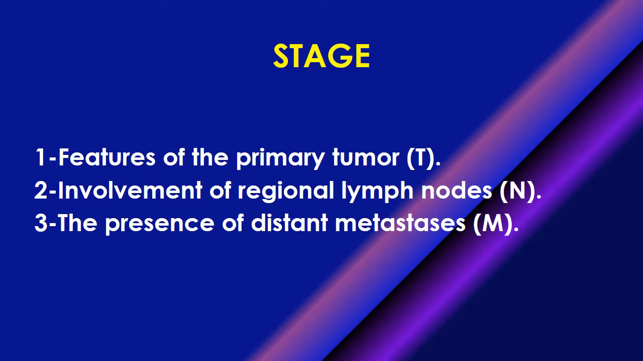Stage of a breast cancer. Tumor stage is a measure of the extent of a tumor at the time of diagnosis, and it is important for all biological types of carcinoma. It is based on number 1, primary tumor, number 2, regional lymph node, number 3, presence or absence of distant metastasis. So the stage of the breast cancer is T, N and M. T, tumor size, N, lymph node, M, distant metastasis.